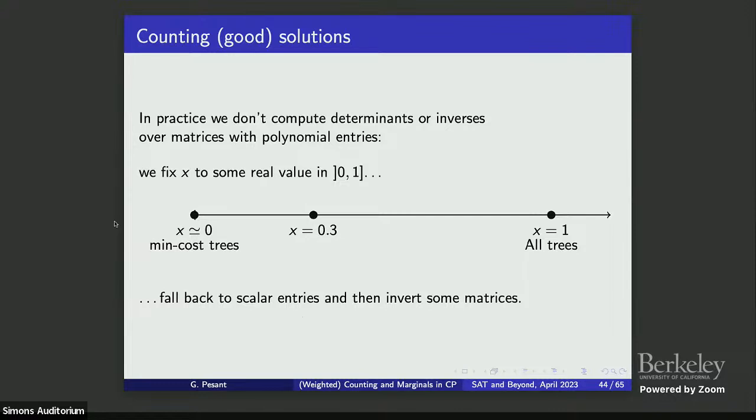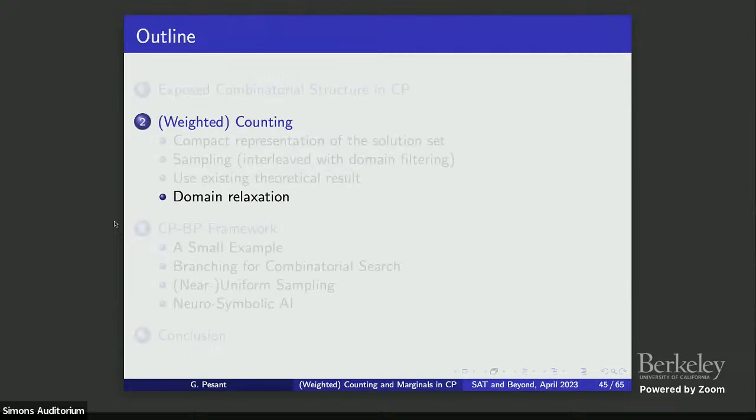There's the Kirchhoff. And in practice, we don't compute those determinants over polynomials. What we do is we fix x, some value between 0 and 1 that favors lower cost trees, and you fall back to the scalar entries, and you do that as usual. Okay. Domain relaxation, a few words.